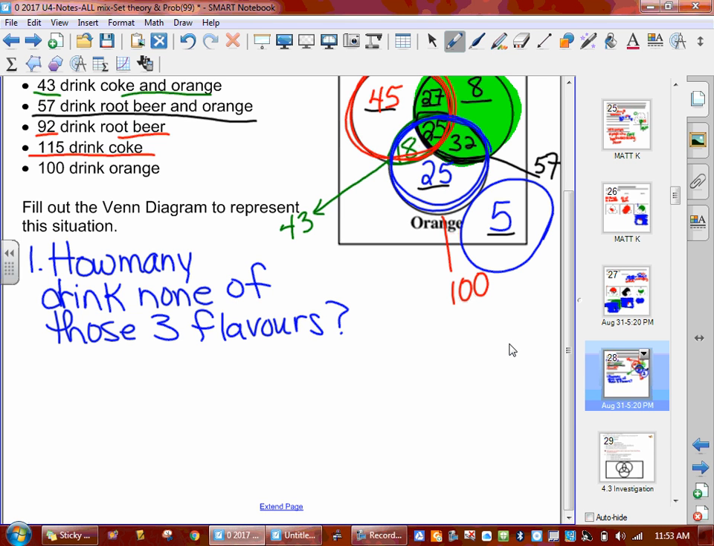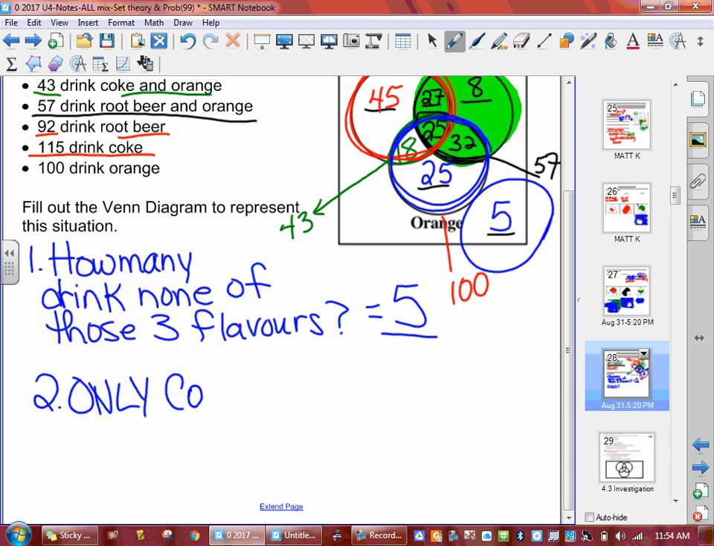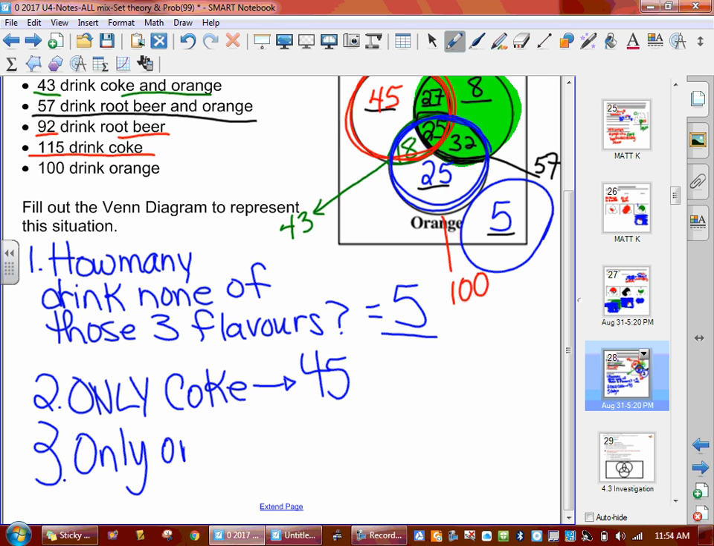Number 2, if it asked for only Coke, what section of our diagram does it want? Does it want the whole Coke circle? Just the part that's not overlapped. So it wants 45. Good. What about only orange? Only orange, 25. What about only root beer? 8. Good. All right.